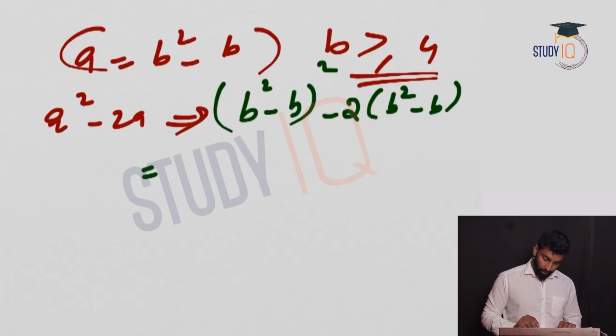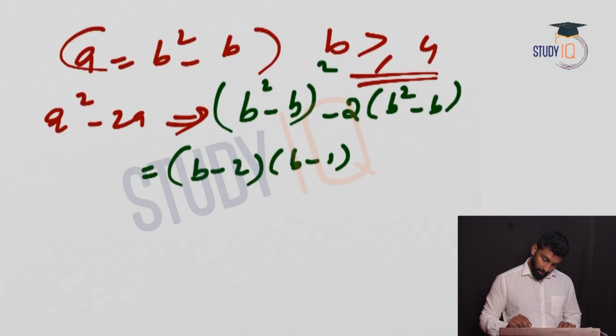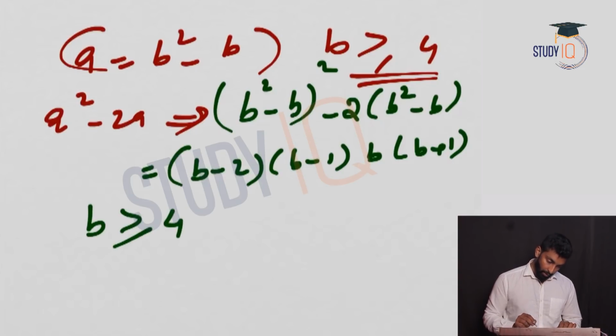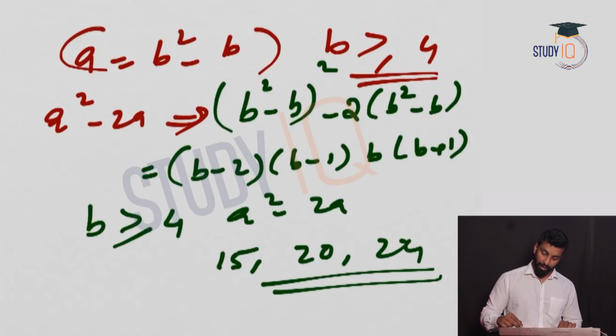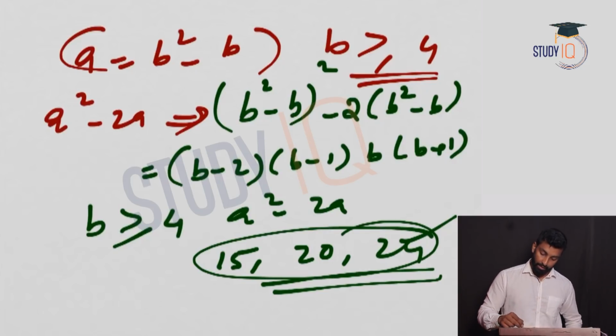Now if you do this, you will get (b minus 2) into (b minus 1) into b into (b plus 1). Now if you use different values where b is greater than or equal to 4, we'll find a square minus 2a is divisible by 15, 20 and 24. You can do it manually and check it. So all the above is the answer.